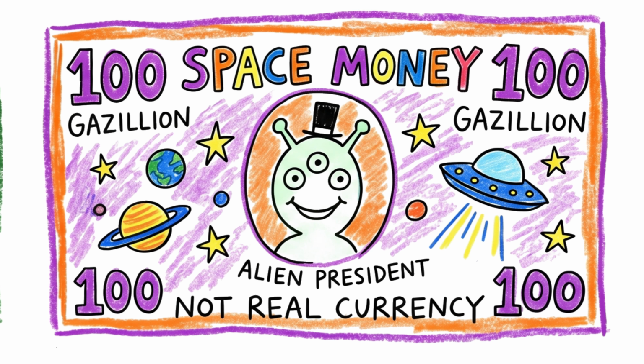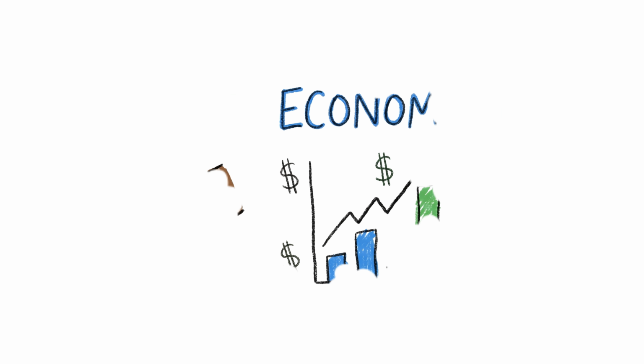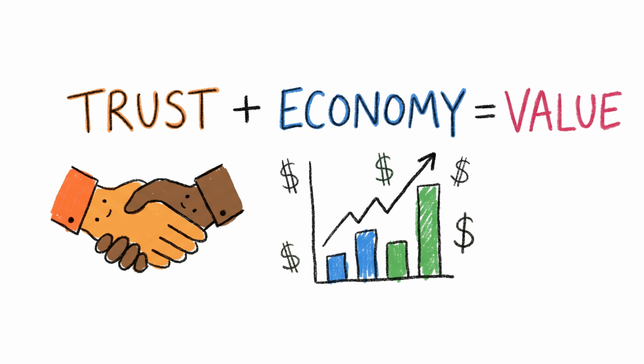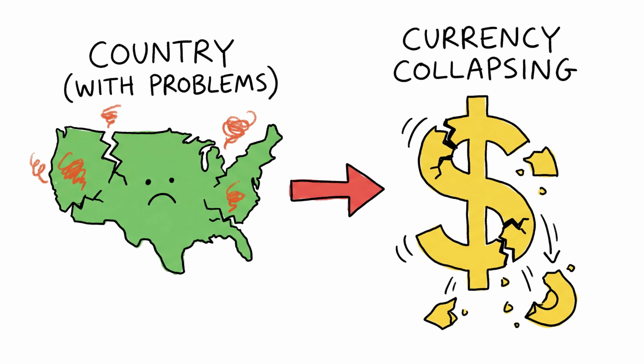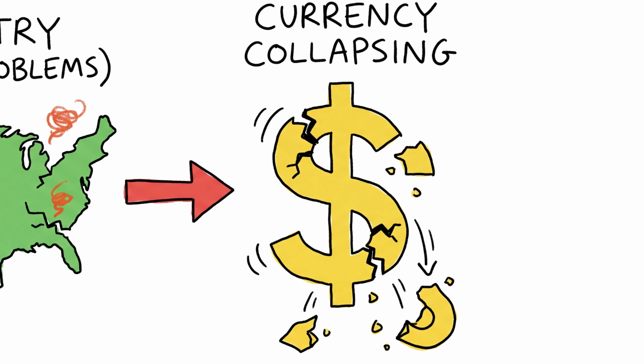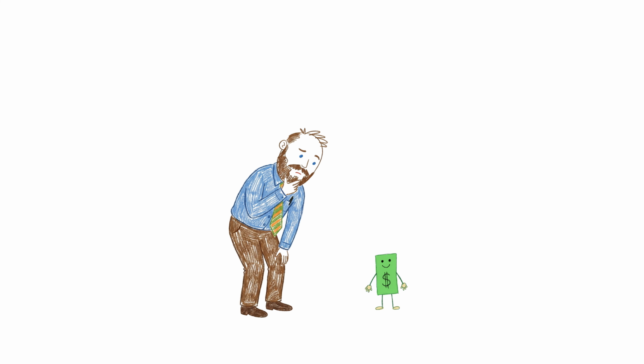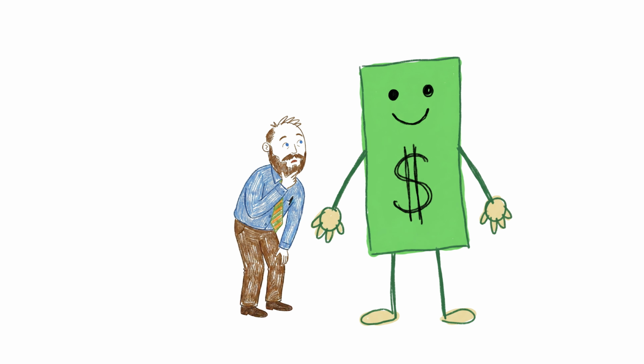So in conclusion, the value of money is not about big or small numbers. It's about trust and economic strength. Countries with stable economies, strong currency. Countries with problems, currency can collapse. And that's why $1 might seem small, but somewhere else, it can feel very big.